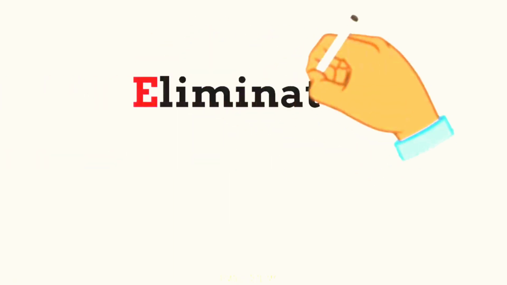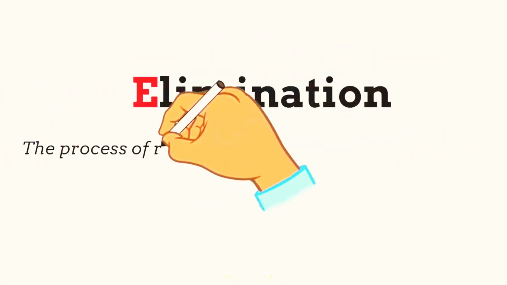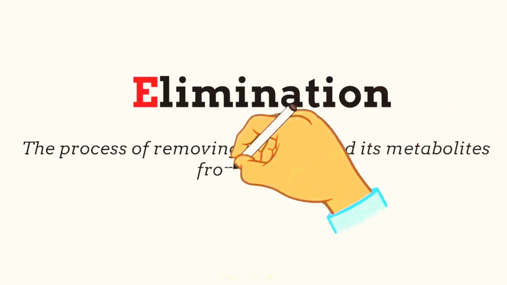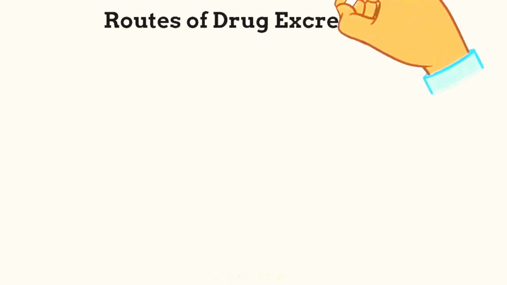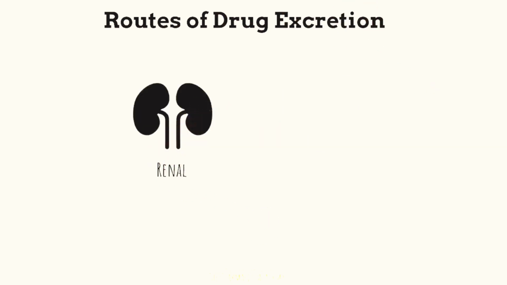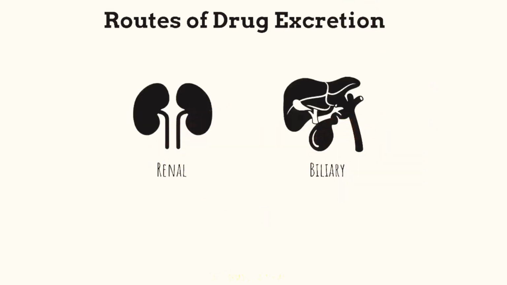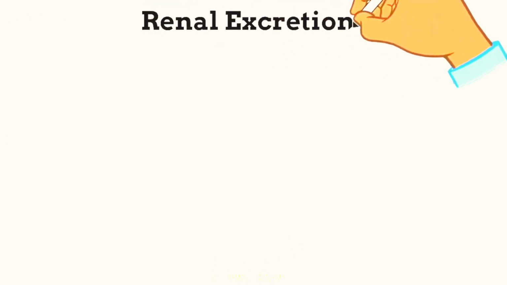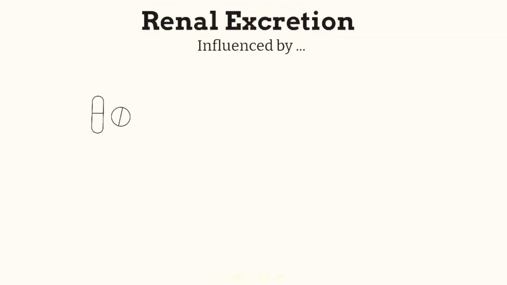Lastly, elimination. This is the process of removing the drug and its metabolites from the body. There are many ways to excrete things in the body. The primary way is through the kidneys and the biliary system, where the liver will release drugs into the bile, which will then move into the GI for excretion. Just for your information, drugs can also be excreted through your saliva, your sweat, breast milk, and lungs, but that is not too significant. Let's focus on the renal excretion and some of the factors that can impact it.